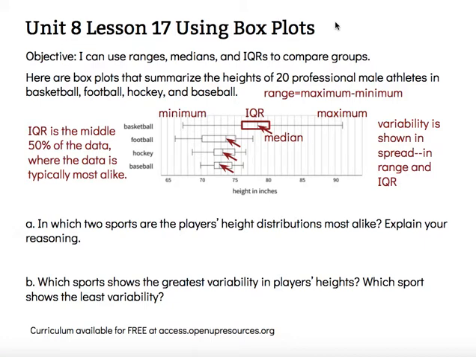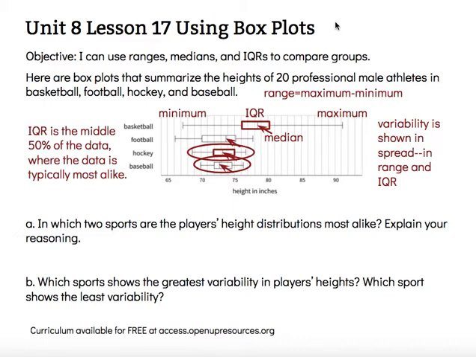We're going to narrow it down even more by looking next at the range. And if I look at the range, hockey and baseball have ranges that are pretty similar. They're not identical, but they're pretty similar. And then we can also look at the interquartile range, because that will tell us about the variability as well, looking at that middle 50% of the data.